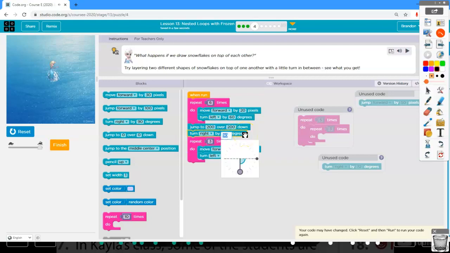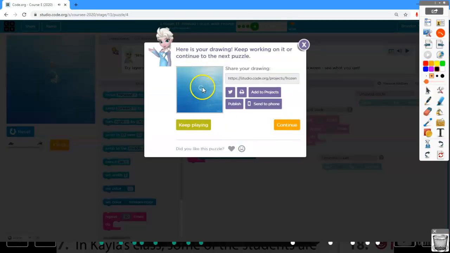And it doesn't tell us what turn we want, so let's just do 25. Oh look, and now it's facing down. So now let's repeat this. And there's our shape right there.